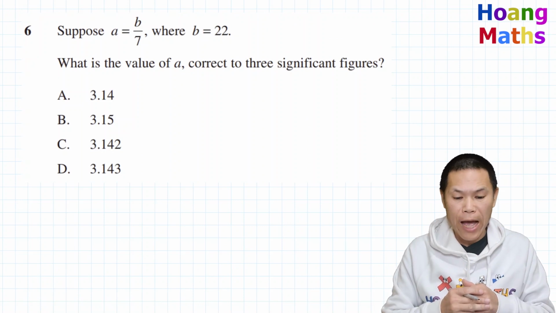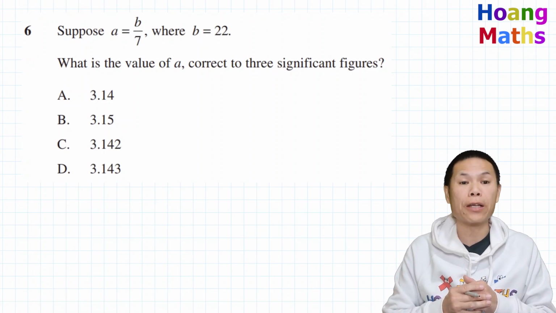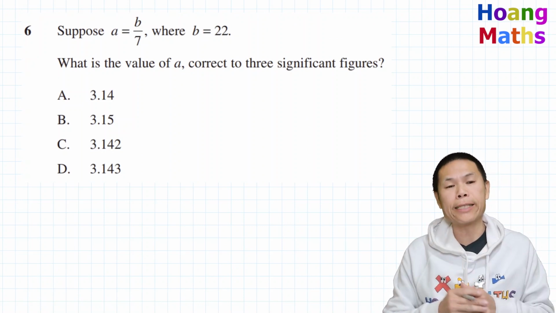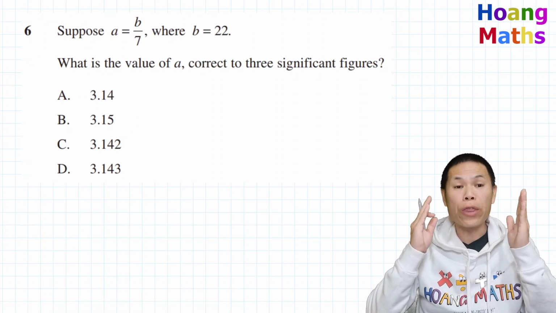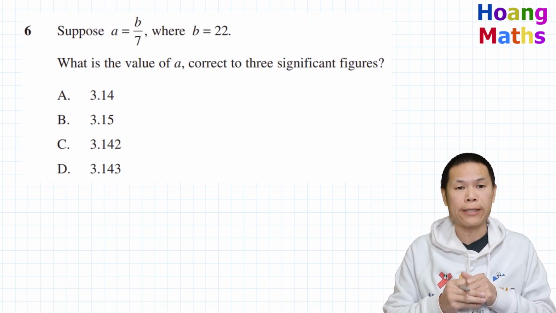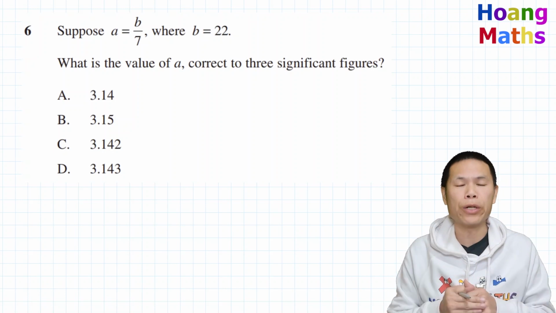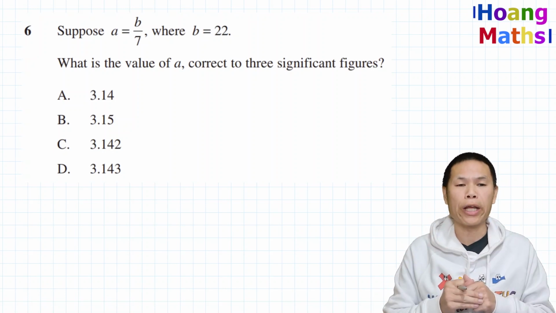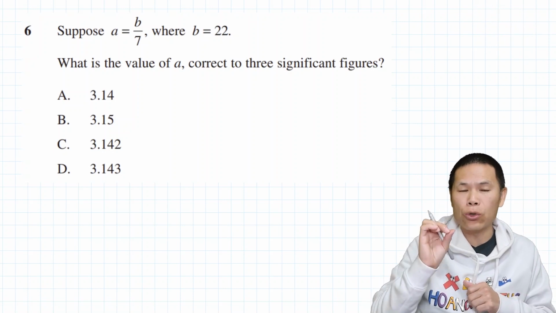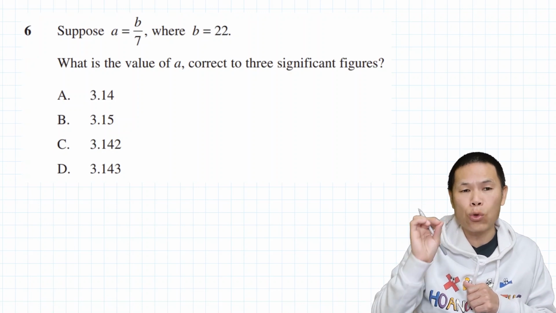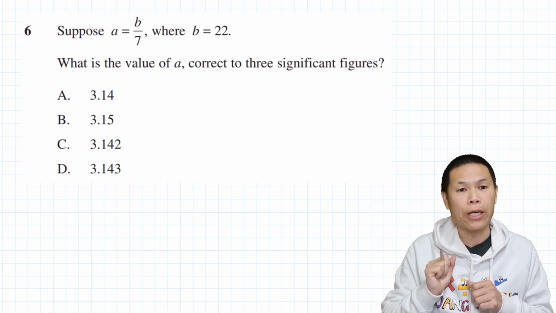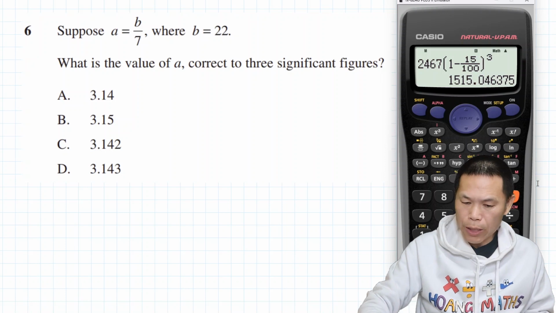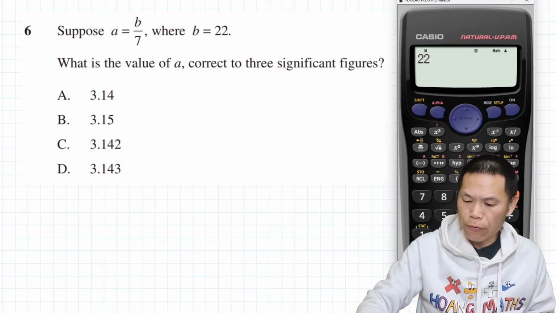What is the value of A correct to 3 significant figures? So in this case, we know that A is equal to B over 7. We know that B is 22. So I just put it on a calculator. A is equal to B, in this case 22, so 22 divided by 7. Over means divided by, so 22 divided by 7.